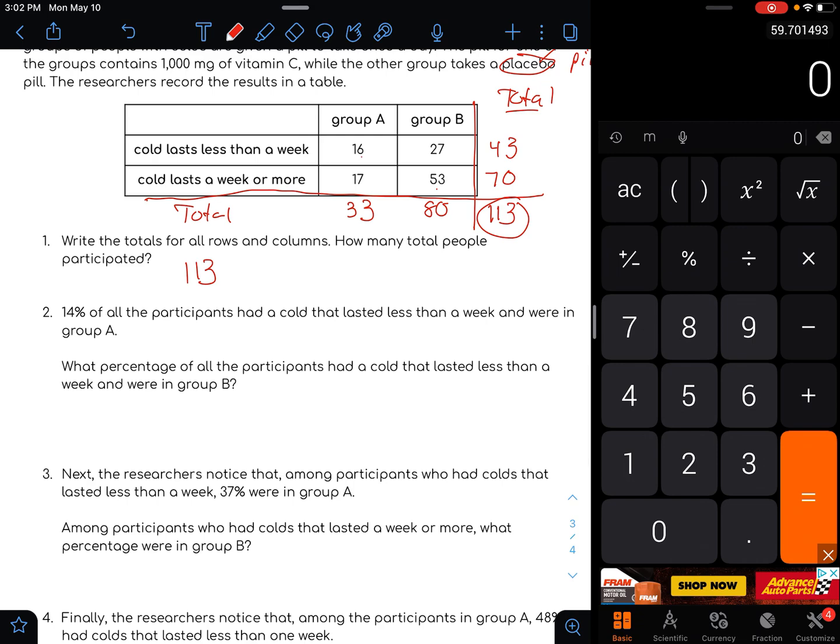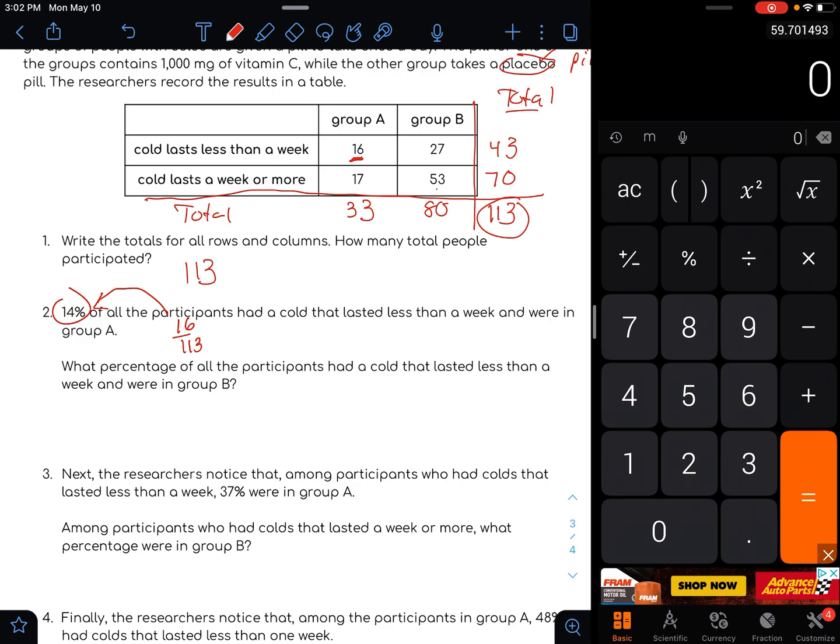All right, number two, 14% of all participants had a cold that lasted less than a week and were in group A. So that would be that 16, less than a week and in group A, out of the 113. Just to be clear, that's 16 out of the 113, and that's the 14%. So they're giving that to us. Not 1,013 or 1,113, but 113. All right, what percentage of all the participants had a cold that lasted less than a week and were in group B?